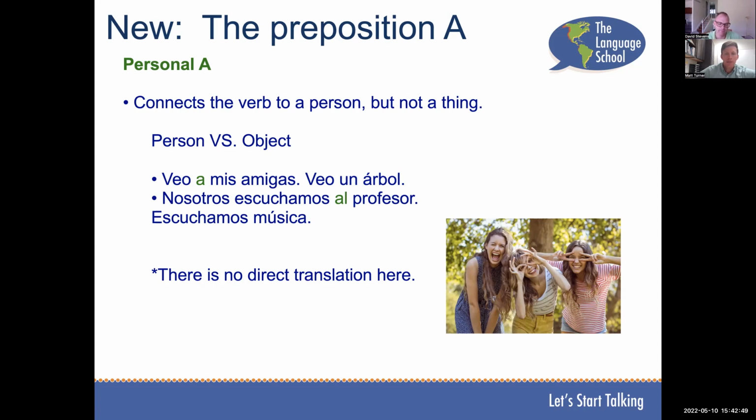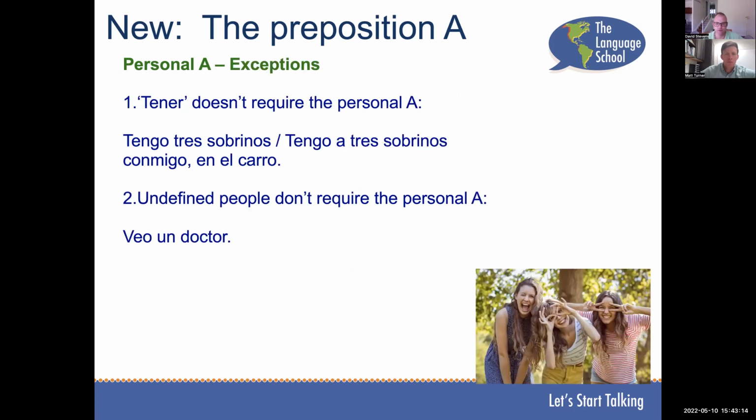Escuchamos música. Right? So there's no direct translation with this one. It's just part of Spanish. Here, veo a mis amigas because mis amigas are people. Un árbol is a thing, so it doesn't need it. Same with the next one. The professor is a person, so you need to say al profesor, versus when you're listening to music, music is a concept, so you don't need the a there. Okay, to keep going, there are some exceptions here. Tener does not require the personal a. So can you read these examples?